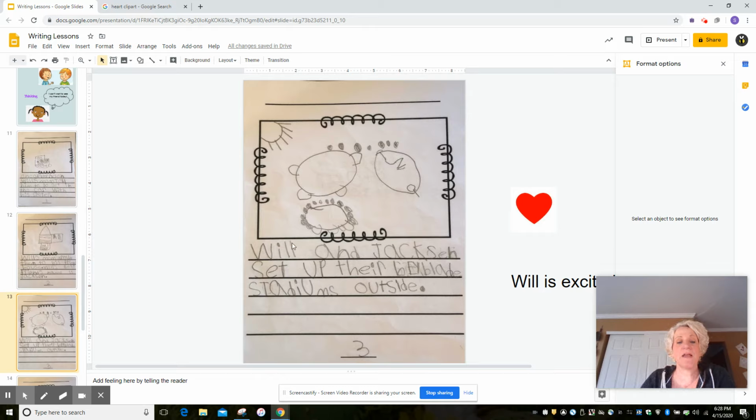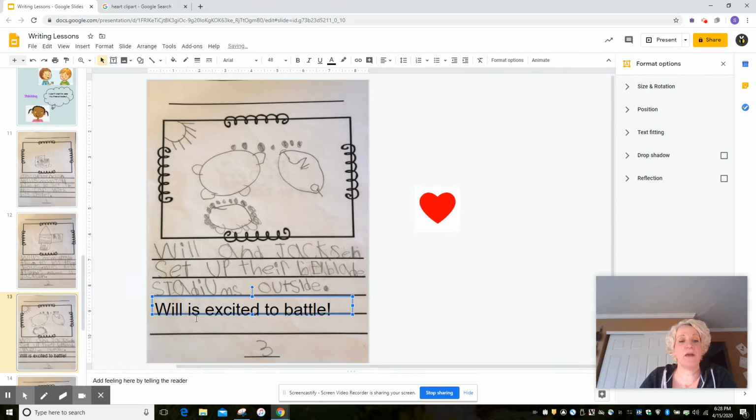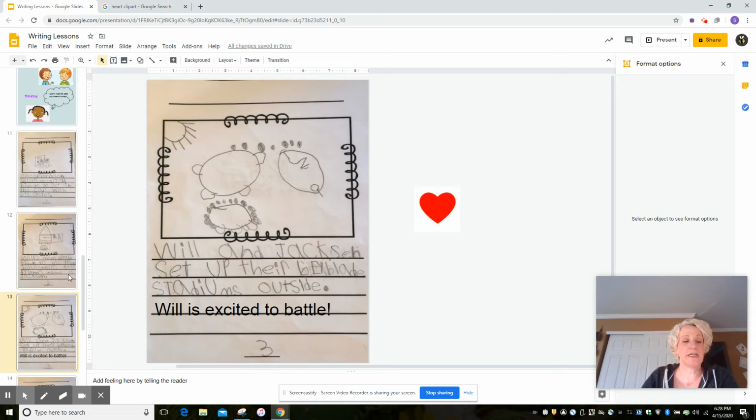All right. So on this page, remember it said Will and Jackson set up their Beyblade stadiums outside. So I asked Lachlan, how was he feeling that day when they're setting up their Beyblade battle? And he said, I was really excited. And so I said, well, how could you make your character excited? And he said, well, I could say Will was excited. And so we added just one simple sentence to his story right here. Okay, we added, Will is excited to battle. That's all we had to do. And now it shows how his character was feeling in the story.